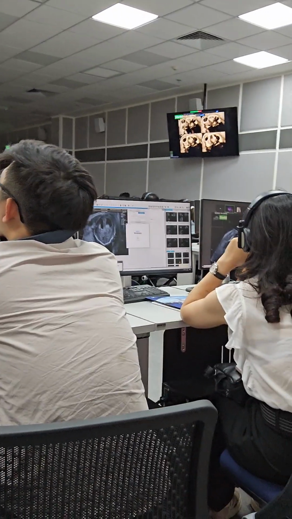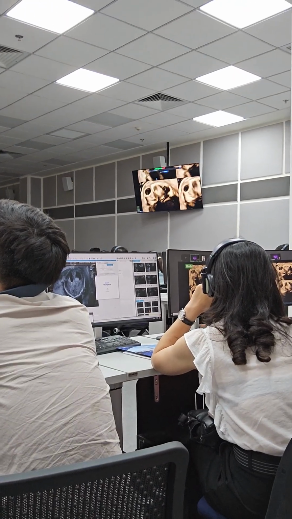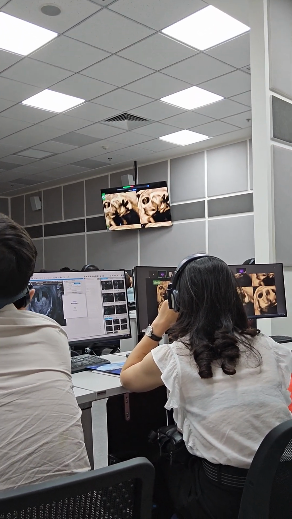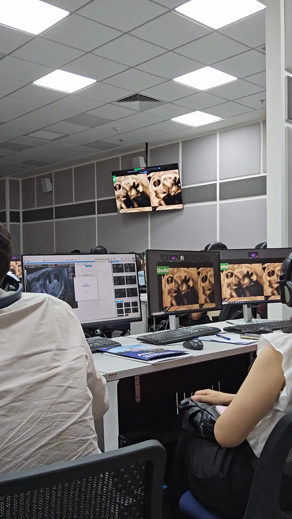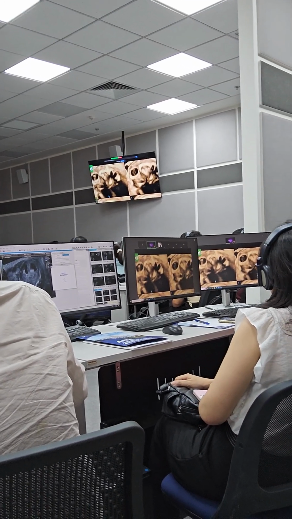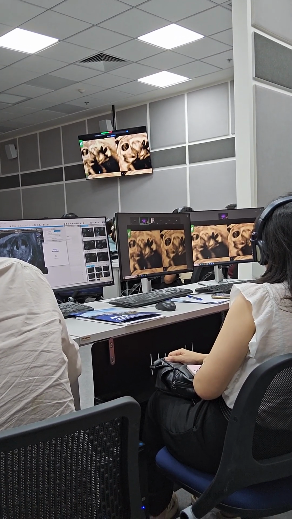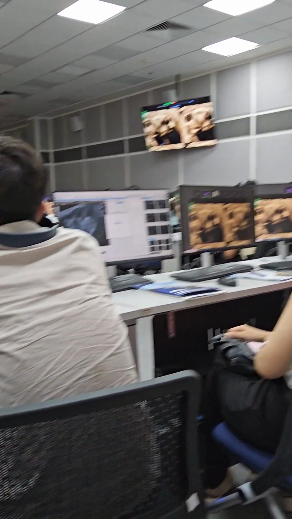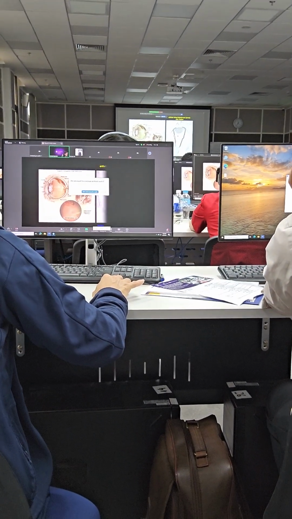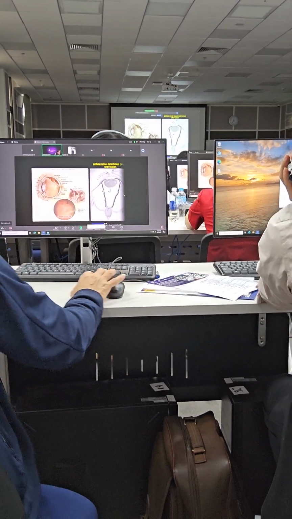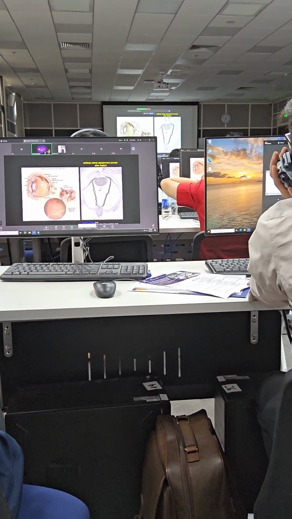This is a tomographic ultrasound imaging, and here there's a completely abnormal eye, right? The other one is normal, but this eye is completely abnormal. So what we call is the retinal detachment. Here you can see the retinal detachment.